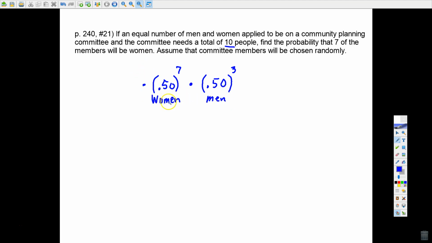Now I'm about to multiply all this together, but remember, this is just one of the terms in the expansion using the binomial theorem. So the binomial theorem involves a combination factor, okay? And remember, we talked about that in class today. We're going to go to our calculator and do NCR. Well, the N number is the total number of people that need to be on the committee.